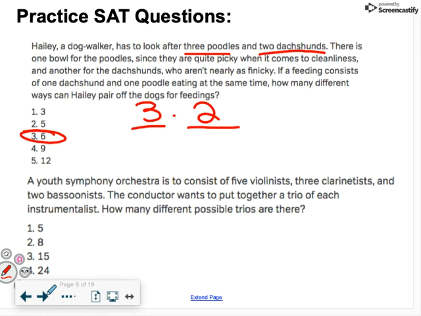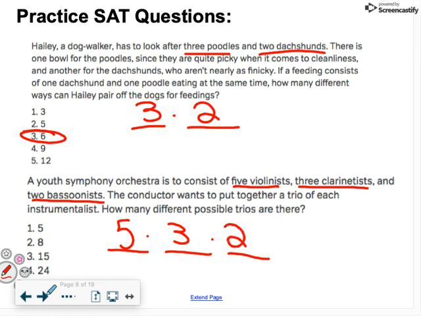Now looking at the second one, it says a youth symphony orchestra is to consist of 5 violinists, 3 clarinetists, and 2 bassoonists. The conductor wants to put together a trio of the instrumentalists. How many different possible trios are there? So we think step 1, step 2, step 3. There are 5 violinists, 3 clarinetists, and 2 bassoonists. So we take 5 times 3 times 2, and we get an answer of 30.